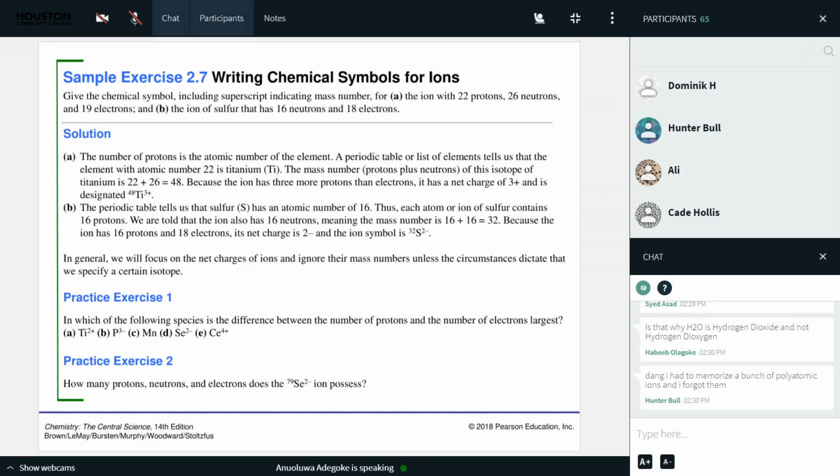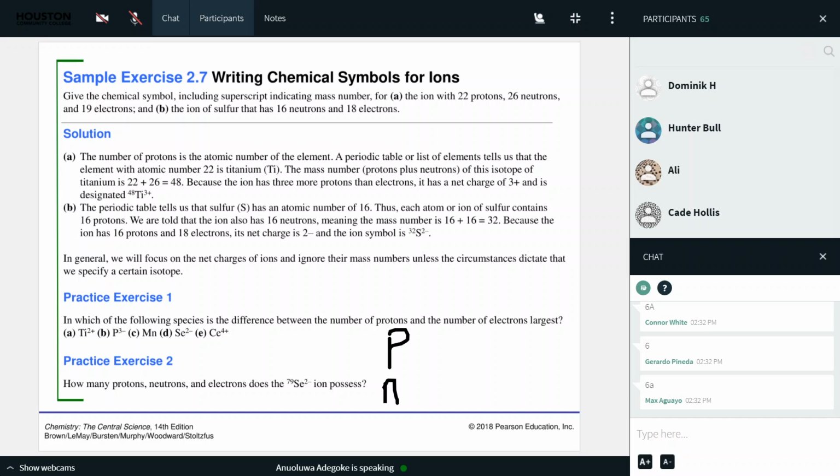All right, let's look at this practice 2 real quick because of time. The question says, how many protons, neutrons, and electrons does selenium 2 minus, with a mass number of 79, have? So this is an ion of selenium. And by the way, what group is selenium? Very good. It's in group 6A. So now let's quickly do this one, and then you will see why we are doing this.